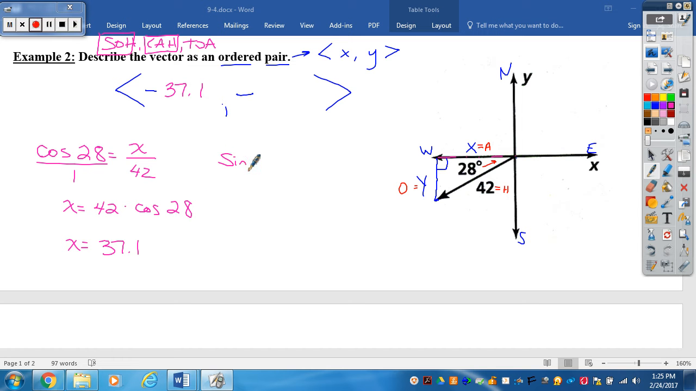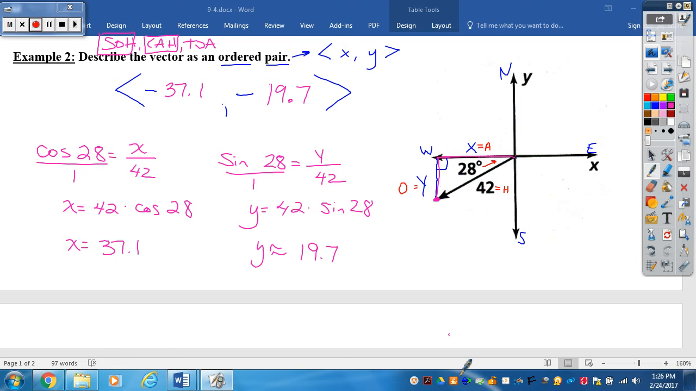So if I set that up, the sine of 28 is equal to the opposite over hypotenuse, okay? Again, I'm confident you guys can solve this. You have done a good job to this point in the chapter of doing this stuff. So we get this right here. Okay, 42 times the sine of 28. Now, if you go ahead and plug that in, you're going to get approximately 19.7. Okay. Now, as I plug it back in up there, again, because it's in the third quadrant, it's going to be a negative 19.7. So again, this is negative 37.1, negative 19.7.